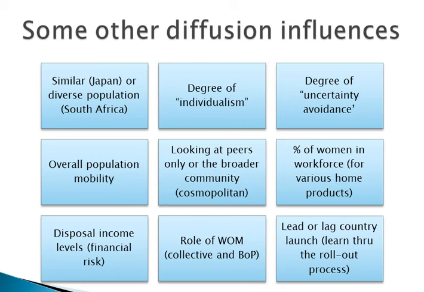Disposable income levels. Obviously, as we move down income, such as the base of the pyramid, we've got a big risk in buying a new product. It's a big trial, so that reduces it. Word of mouth, that's pretty straightforward. And we also have a thing called a lead or a lag country.